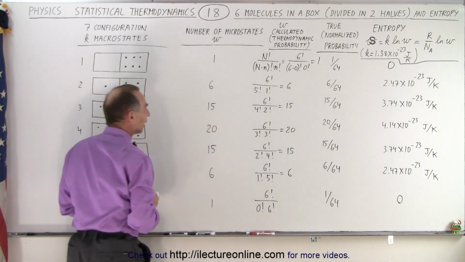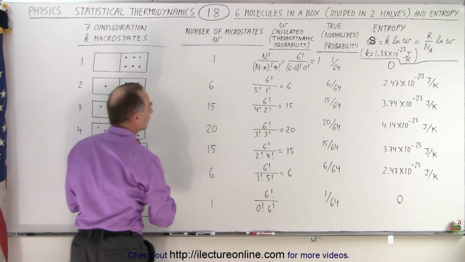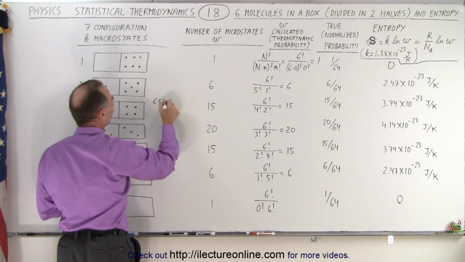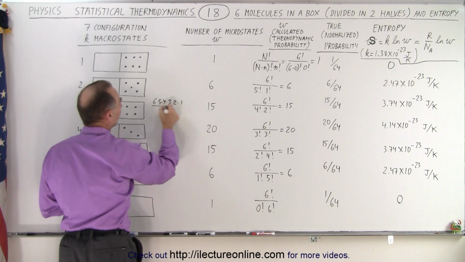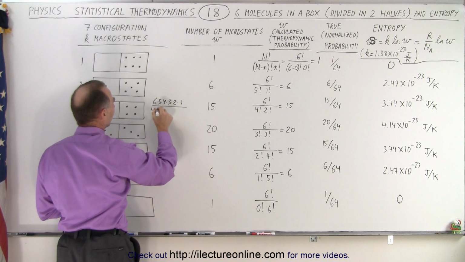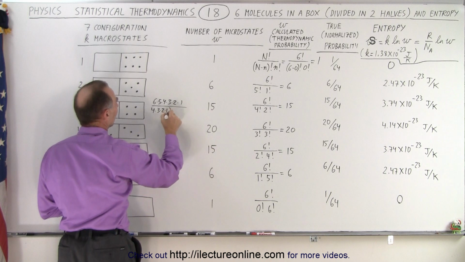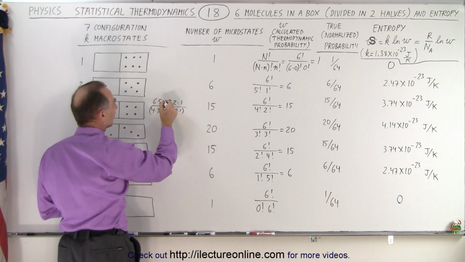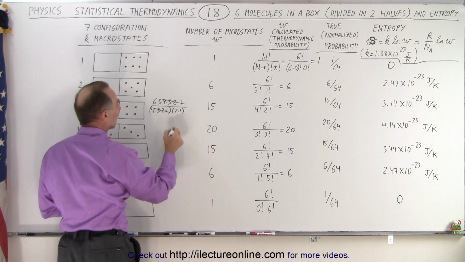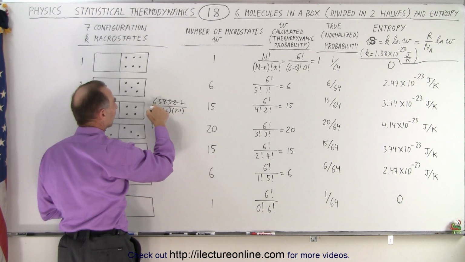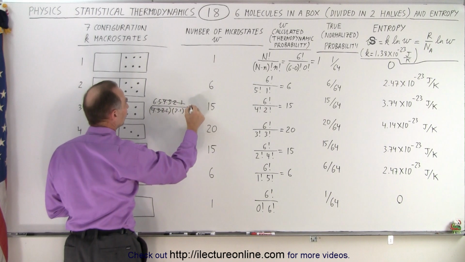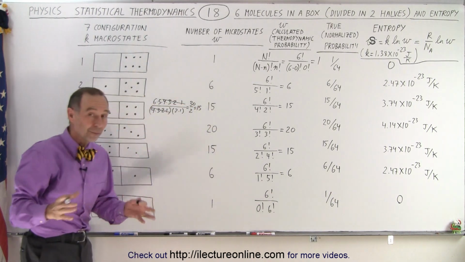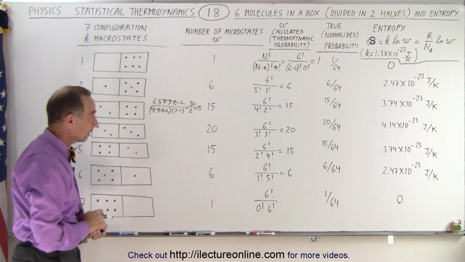And just as an example, I'll throw a little example in here. Let's do this one here. So let's say we have 6 factorial, that's 6 times 5 times 4 times 3 times 2 times 1, divided by 4 factorial, 4 times 3 times 2 times 1, and multiply that times 2 factorial, 2 times 1. Notice that this cancels out with this, and 2 times 1, that's equal to 2. We have a 6 times 5, which is 30, so this is 30 divided by 2, which is 15. And so that's how we come up with the number of microstates, by using that kind of calculation.